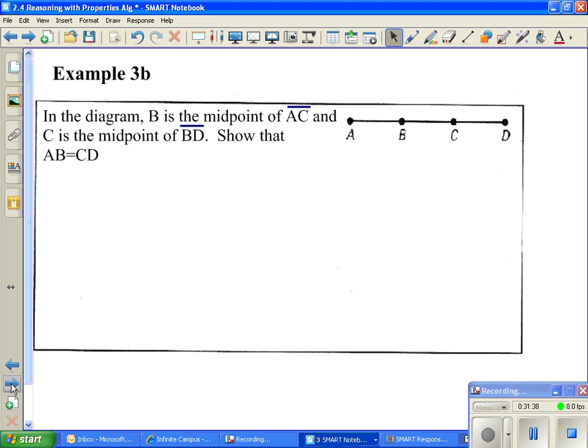All right. So in the diagram, B is the midpoint of the segment AC, and C is the midpoint of the segment BD. Show that AB is equal to CD. Where do we start? If you're doing a 2-column proof, where do you start? Well, AB and CD are equal to each other. Okay, wait on it. What do you start with? Your statement and your reason. You always start there. And what do you start with on your reasons and your statement? What is given?